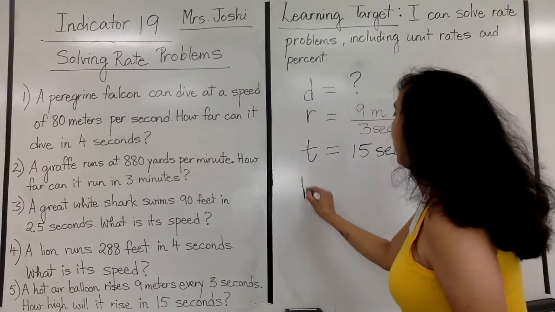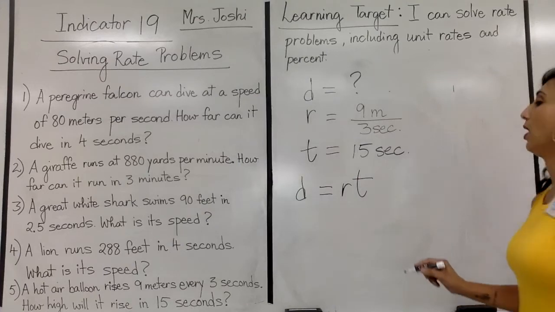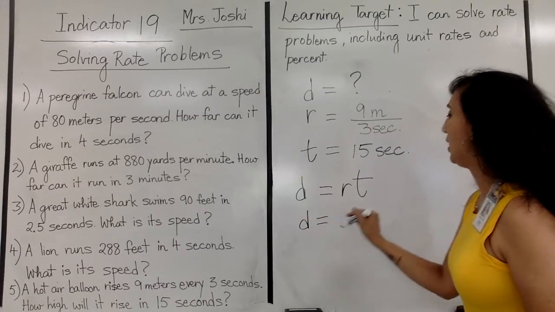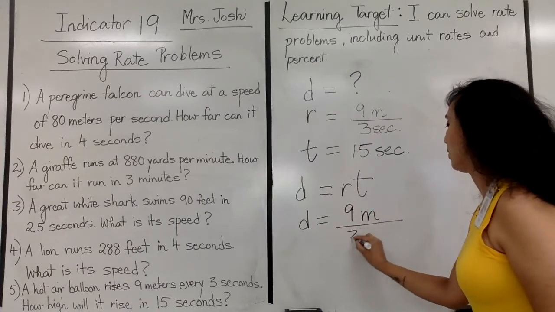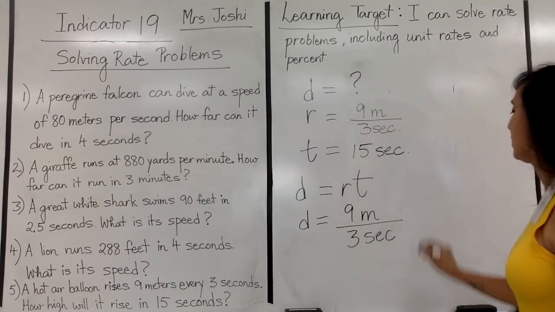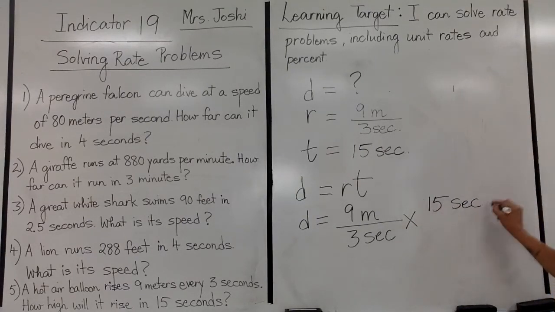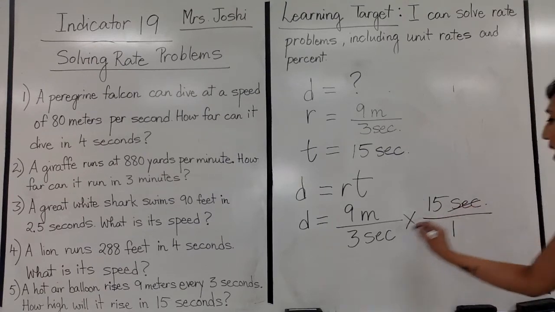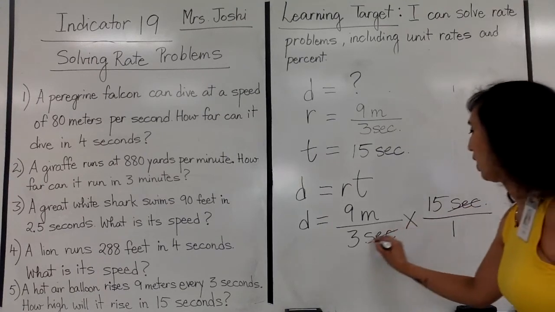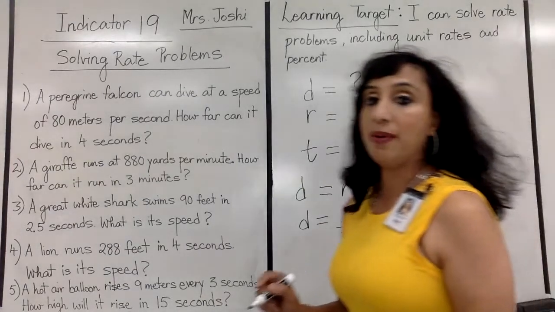So now we know that distance is equal to speed times time. And so therefore we have D. Speed is 9 meters over 3 seconds times the time, which is 15 seconds. So I'm going to show you, there are 2 ways you can do this. And then you put it over 1. And then second and second can be simplified. You are removing that.